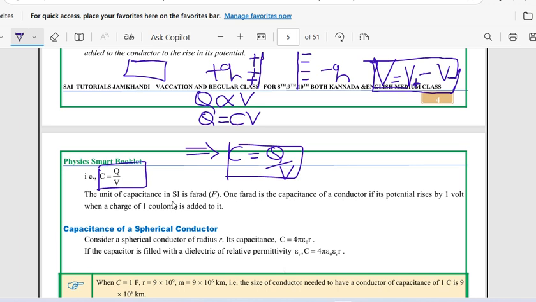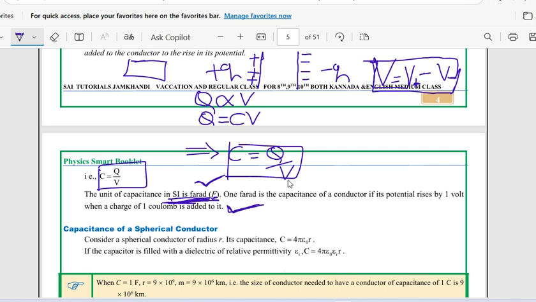The SI unit of capacitance is Farad. Very important, keep in mind. Faraday is one of the scientists who worked on capacitance, so in the name of the scientist Faraday, the unit of capacitance is Farad. One farad is the capacitance of a conductor if its potential rises by 1 volt when a charge of 1 coulomb is added to it.